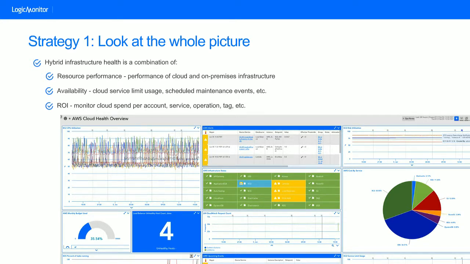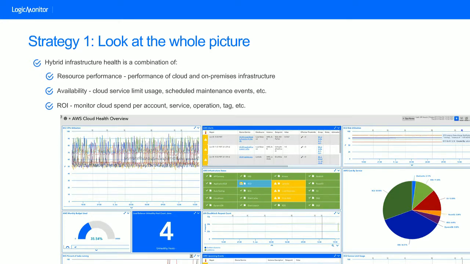This information can be critical to cloud resource uptime and performance. And then looking at ROI and striving to optimize the resources you have in the cloud, both from a cost and a performance perspective, and really making sure that you're running things in the cloud in a way that makes sense for your business.